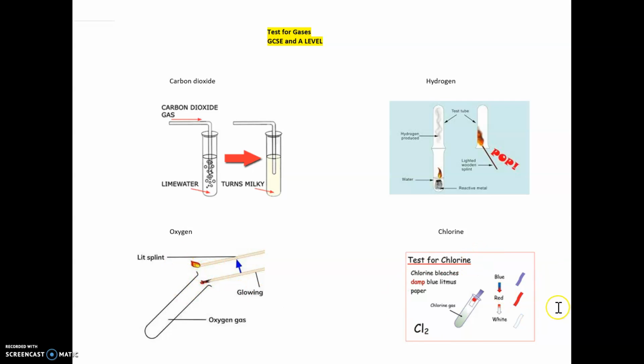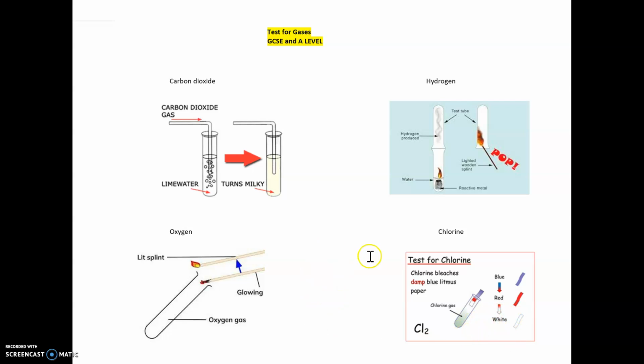Finally, the test for chlorine is it bleaches blue litmus paper, red and then white. So the damp blue litmus paper will turn red because chlorine is slightly acidic in nature, and then it goes white because it bleaches the paper.